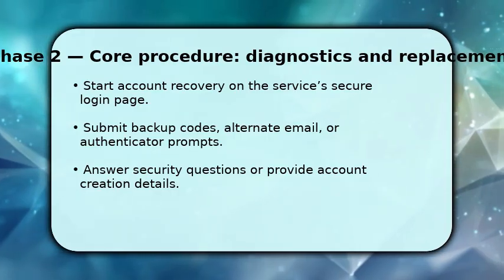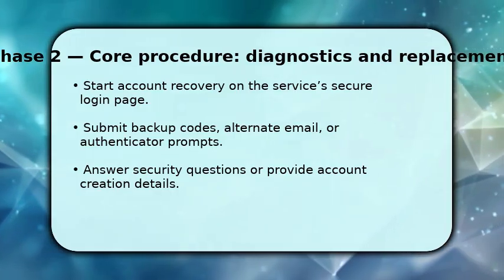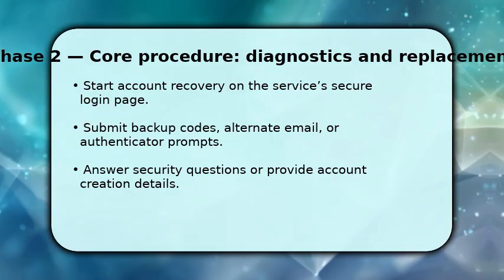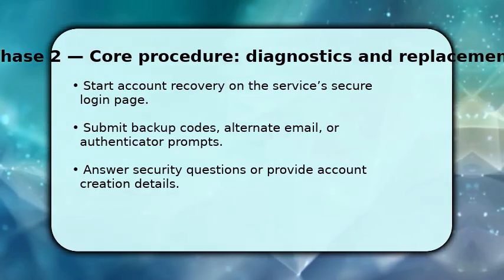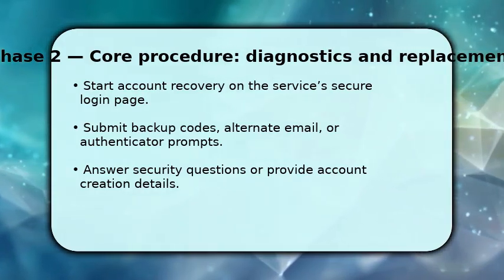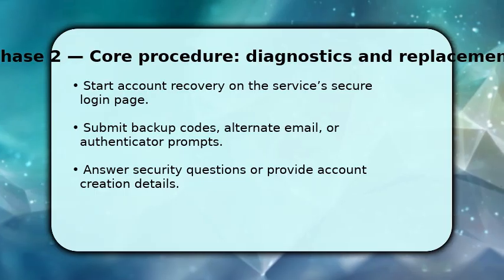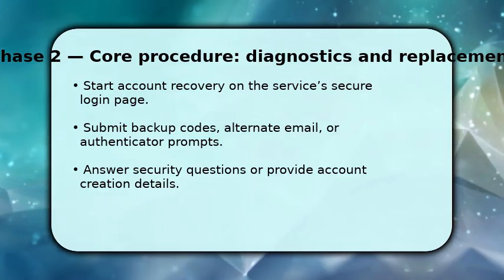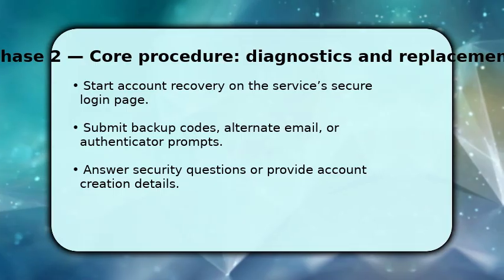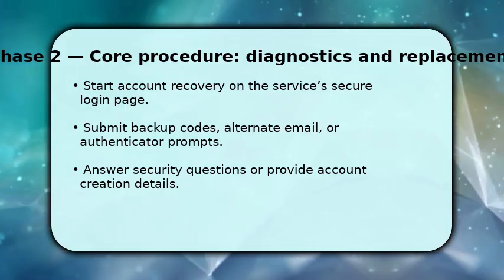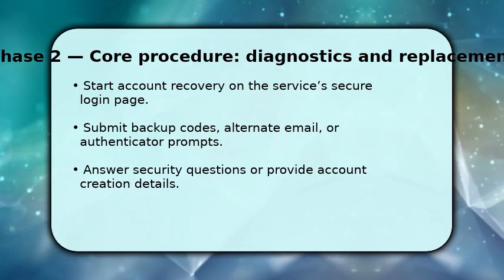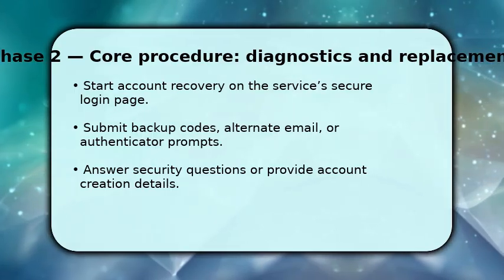Choose "I don't have my code" or similar, then supply an alternate verification method such as a backup code, secondary email, or mobile number. If prompted, provide recent account activity, creation date, or names of contacts to prove ownership. These details verify identity when codes are missing. Once the service confirms, you can access security settings.